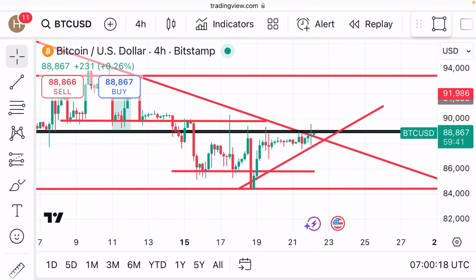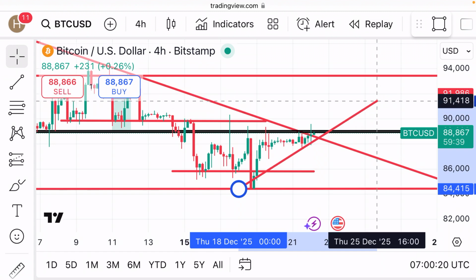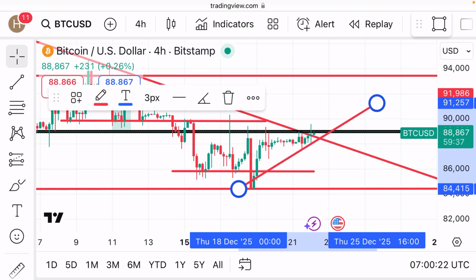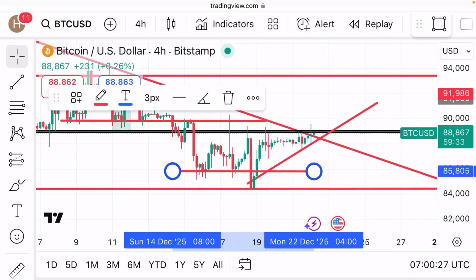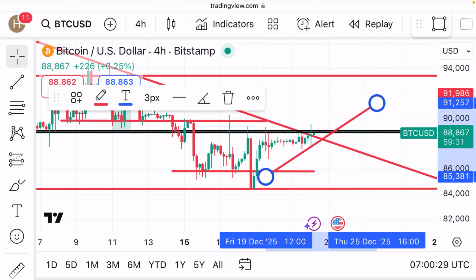It's scaling down to the 4-hour time frame. Let's draw this trend line properly. From a weak rejection to a weak rejection, that is how you draw a trend line.